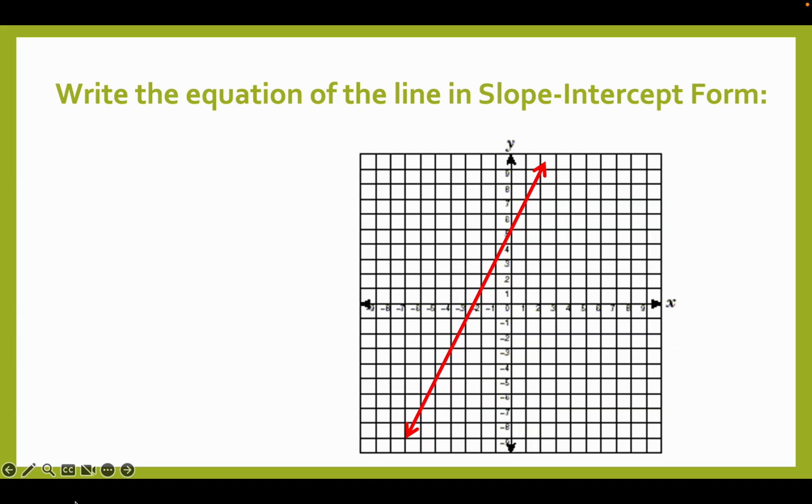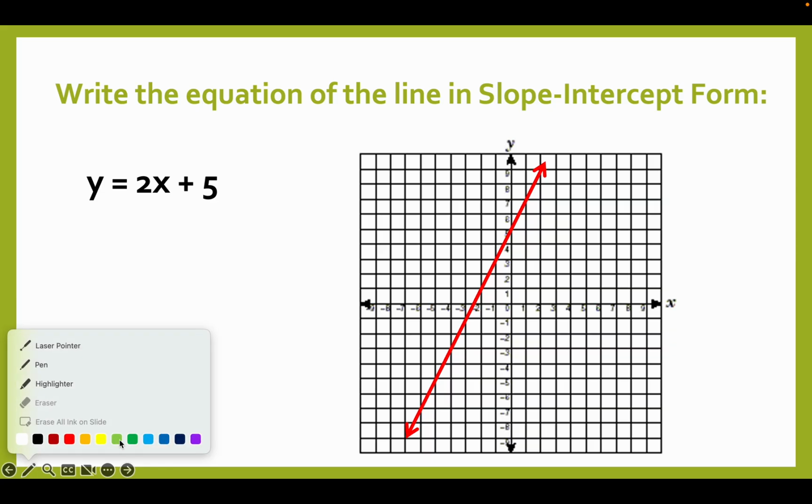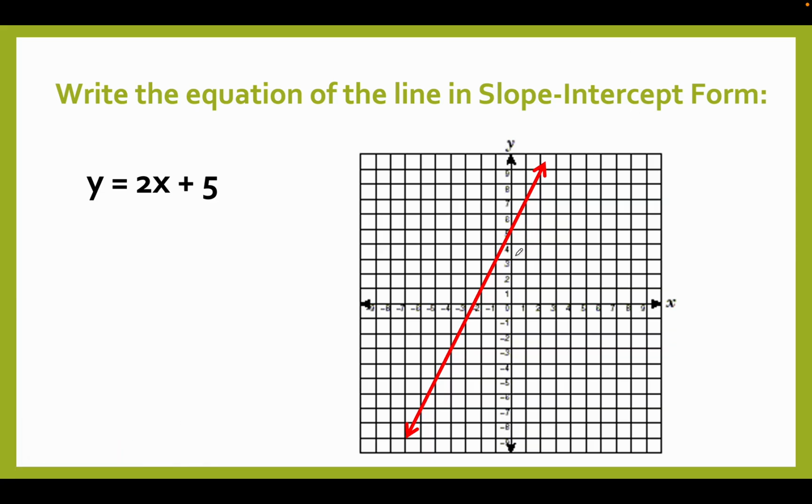Taking a look at this graph, what would be the equation of this line in slope-intercept form? The slope of this line is 2. We can tell this by looking at 2 points on the graph and finding the rise over run: up 2 over 1 is our slope of 2, and we can see on the graph that it crosses the y-axis at 5.